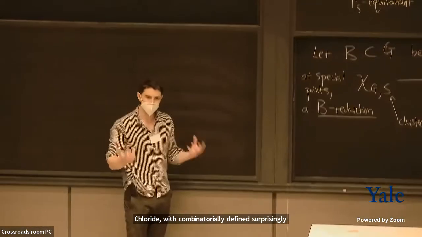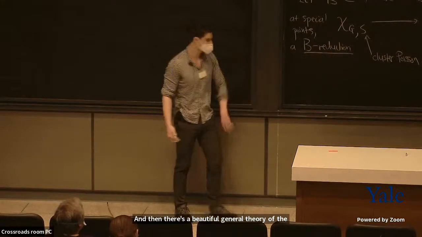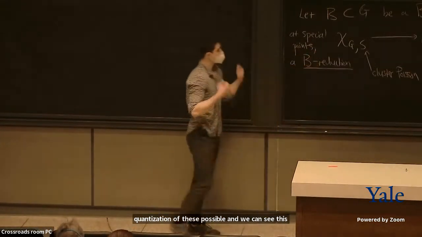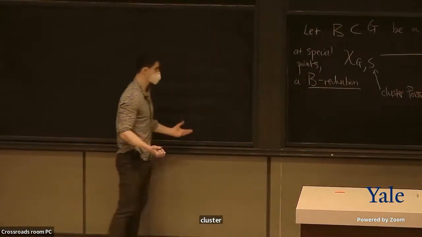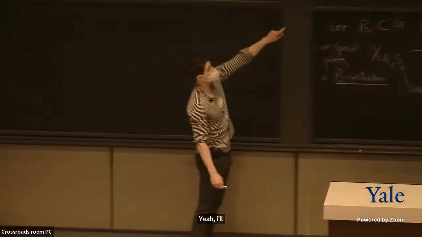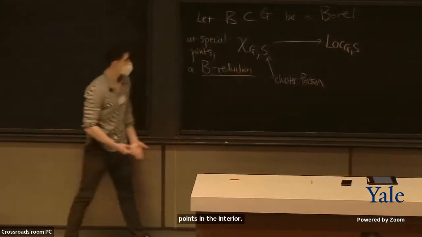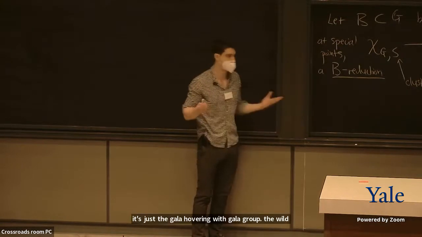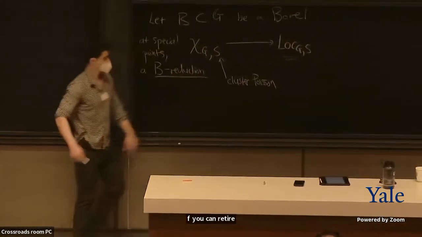And then there's a beautiful general theory of the quantization of these cluster Poisson varieties due to Sasha and Volodya. And we can feed this cluster Poisson variety X_{T,S} into that machine, and the output is precisely a Γ_S-equivariant quantization of X_{G,S}. In the case that the surface only has special points in the interior, then this map over the generic point is just a Galois covering with Galois group the Weyl group of G to the number of special interior points. And so we can recover the quantization of this just by taking the invariants for that Weyl group action.